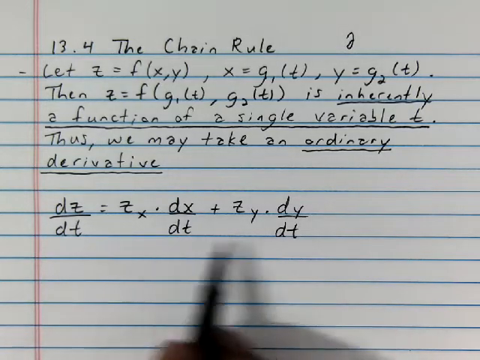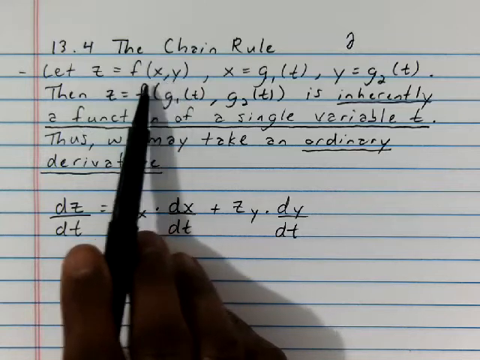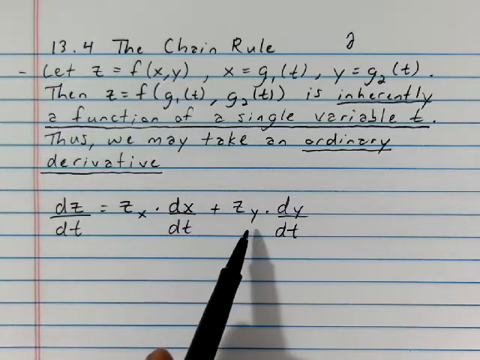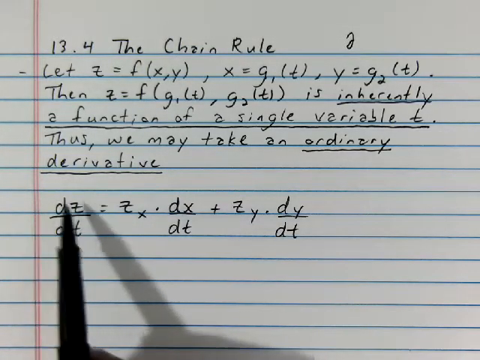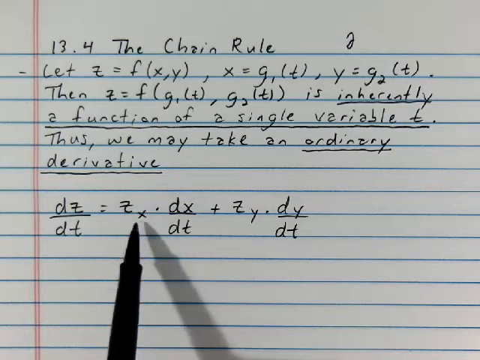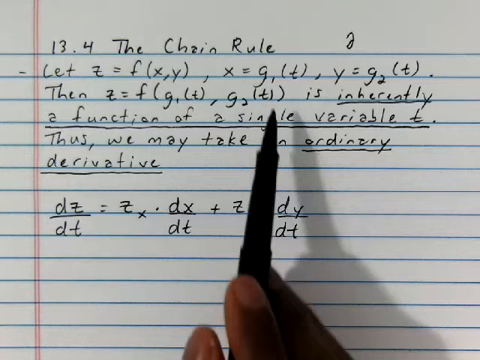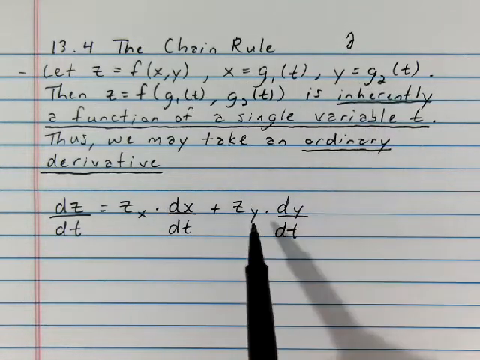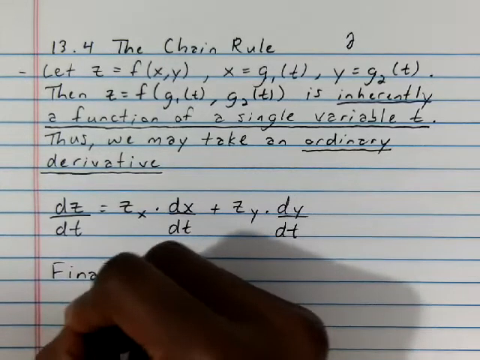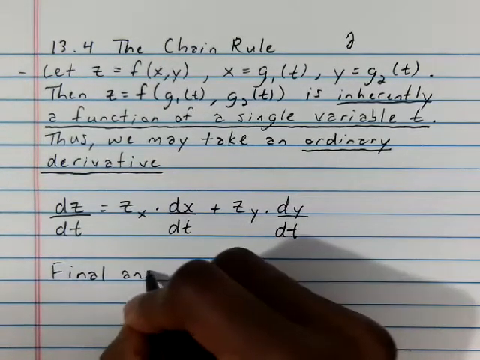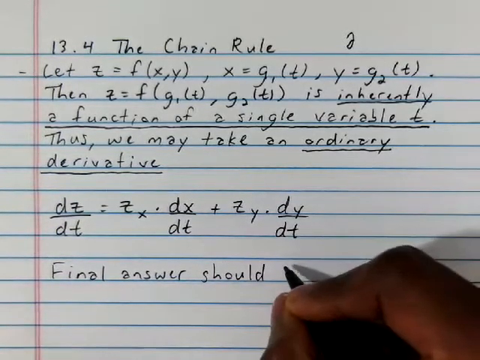Now, one thing to keep in mind here: when we take the partial of z with respect to x, it's going to have x's and y's in it. And when we take the partial of z with respect to y, it's going to have x's and y's in it. But notice this thing should be a function of t. So after you take your partials, you need to plug x back into this, and then you need to plug whatever your y is back into this. So your final answer should be in terms of t.